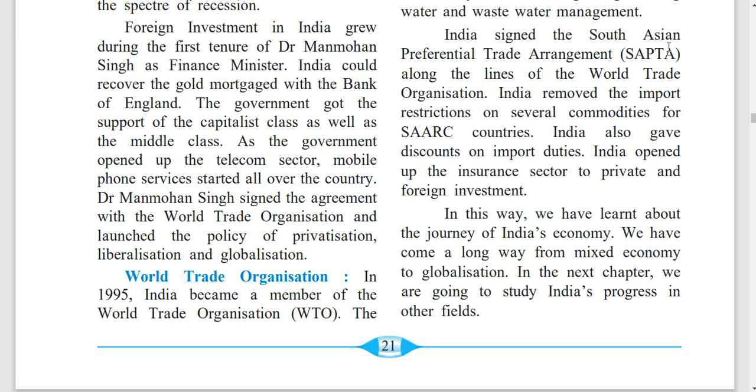India signed the South Asian Preferential Trade Agreement (SAPTA) along the lines of the World Trade Organization. India removed the import restrictions on several commodities for SAARC countries. India also gave discounts on import duties. India opened up the insurance sector to private and foreign investment.